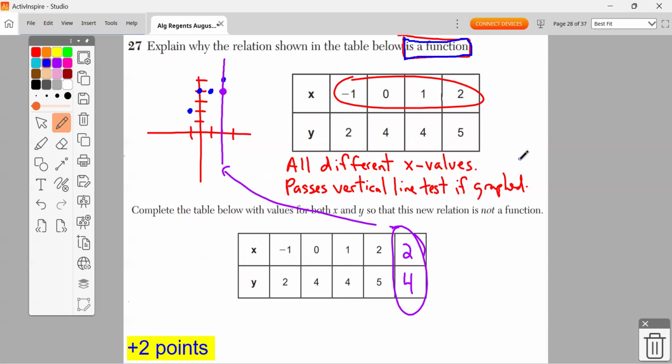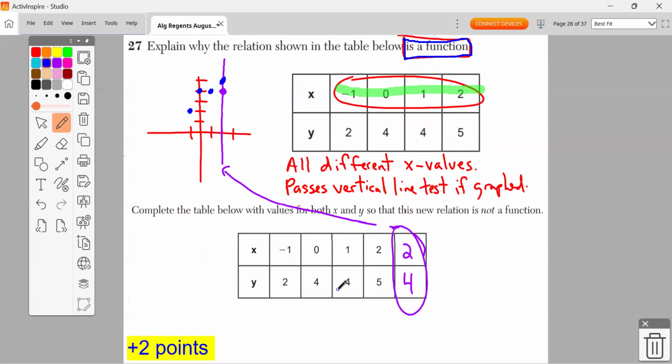Well, there are 2 different reasons that you could say. First of all, you could say that all of the x values are different, -1, 0, and 2, or there's no repeated x values, something to that effect. The other reason that you could say is that if you graph the points, which are these blue dots right here, it passes the vertical line test. The vertical line test says that if there are 2 dots directly above each other, it is not a function. All the dots are separate. There's no 2 dots that are right above each other, so it passes the vertical line test. So either of those 2 answers is perfectly fine.